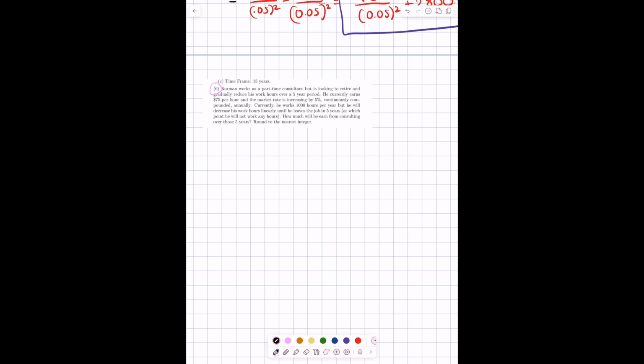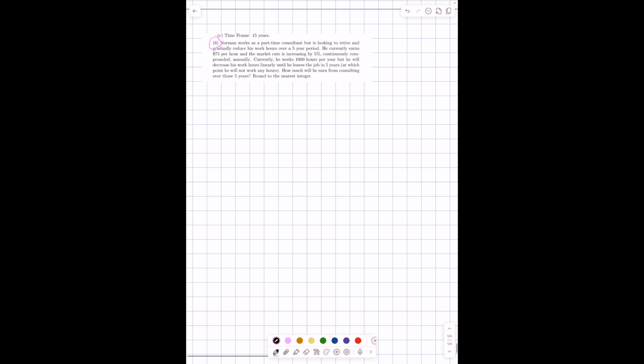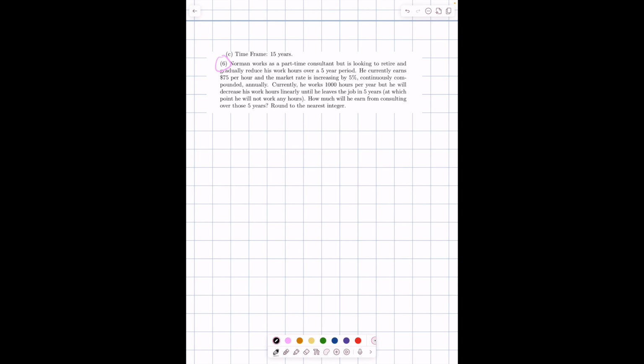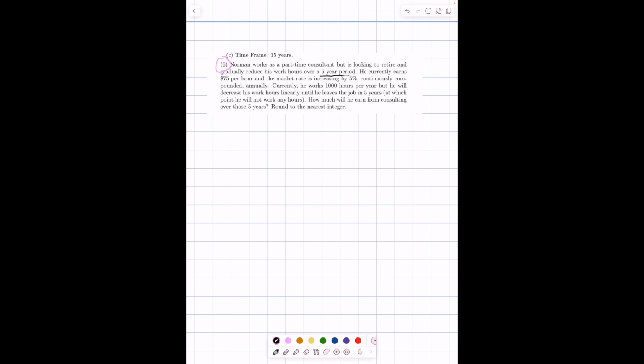Okay, so now I'm going to do number 6. And I know the professor set up this problem, but I'll just show you how to set it up, just to build the intuition. So it says Norman works as a part-time consultant, but is looking to retire and gradually reduce his work hours over a 5-year period.